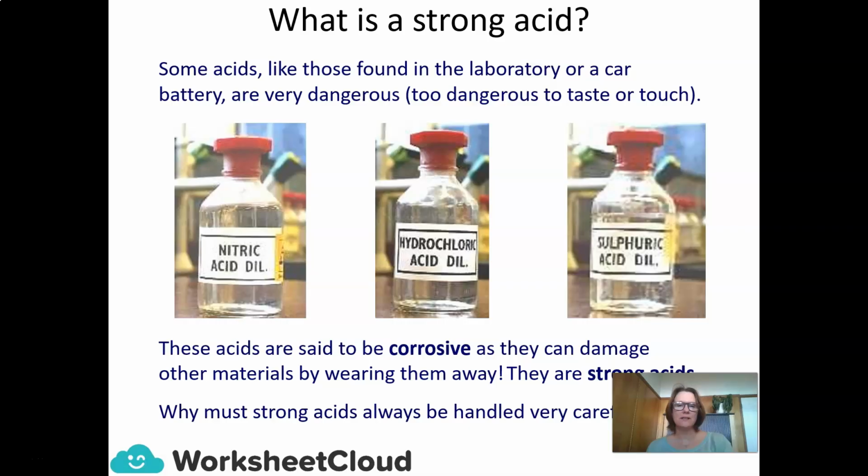And then we have to ask ourselves the question, why must strong acids always be handled very carefully? Because they are corrosive and they will burn us.